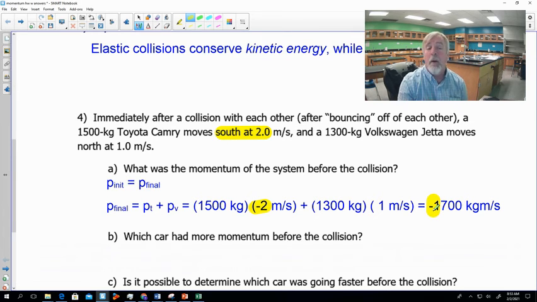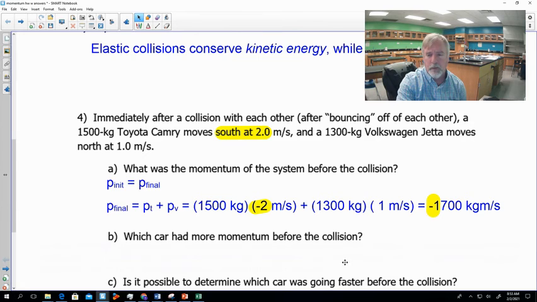And remember, we talked about momentum being a vector quantity. So this is telling us it's negative. Our total momentum is in the south direction, in the negative direction. Now, the next part of our question gets a little bit more interesting. We have to think about this one a little bit more. So hang with me. Which car had more momentum before the collision?